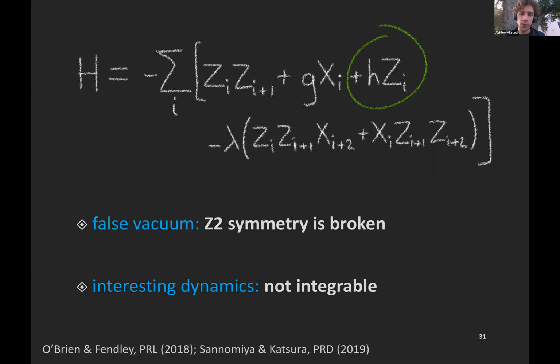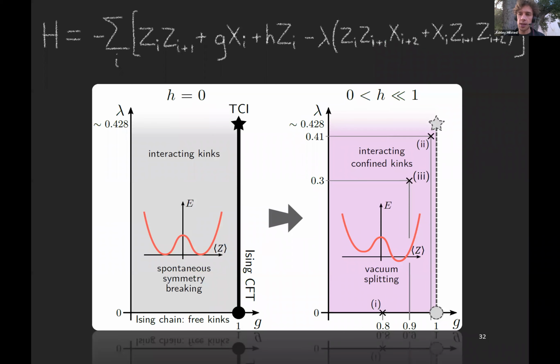And at least for sufficiently large lambda, we're far from integrability, at least on the lattice. So we can expect to have some interesting dynamics and some particle production. Here's a phase diagram, just to clarify. On the bottom, we have the Ising chain.